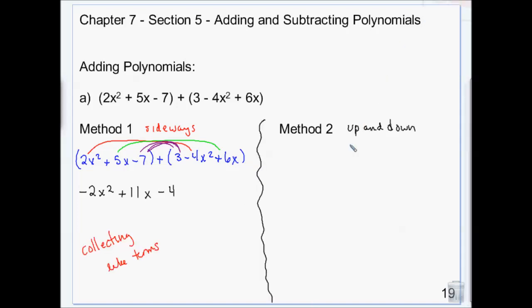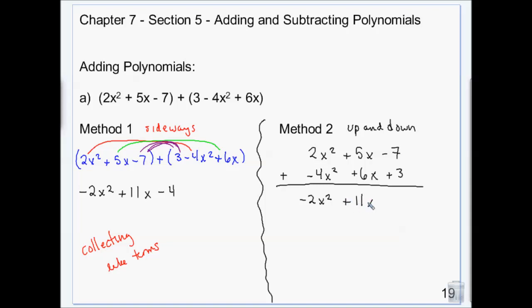Method 2 is when you do up and down, so it looks more like traditional addition. So what we do is write the first polynomial on top, and then the second one underneath, but you need to align the terms that are the same. So the negative 4x squared, the 6x, and the 3. So 2x squared plus negative 4x squared is negative 2x squared. 5x plus 6x is 11x. Negative 7 plus 3 is negative 4.